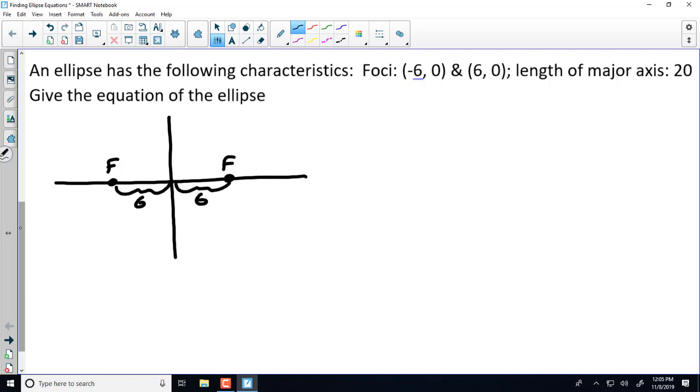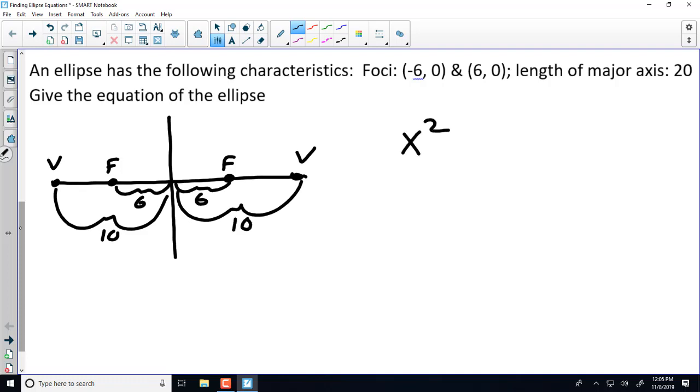And then the vertices, which are the endpoints of the major axis, are there, and that distance is 10, and that distance is 10. I'm really just trying to write an equation for the ellipse though, so I know it's going to look something like this. x squared over something plus y squared over something equals 1.